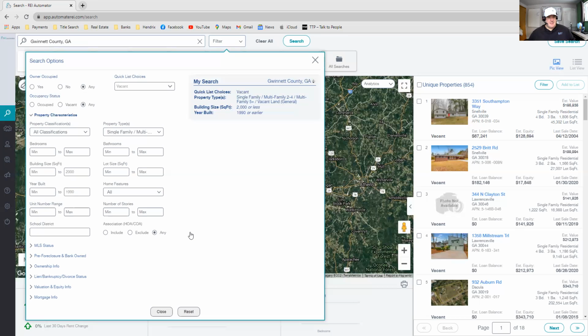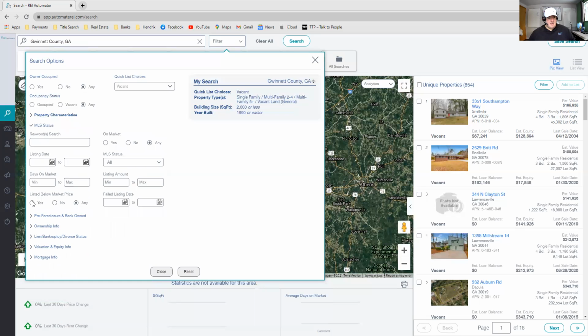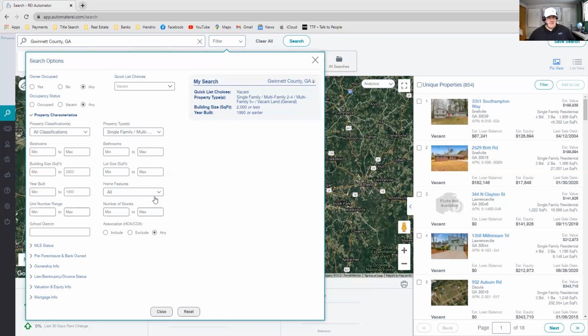So bedrooms, we'll leave that. Like I said, you can mess with a lot of this stuff. Property characteristics, I think that's about it on this that it changed. You could do bedrooms max 4, but again, it just depends on what you're going after.